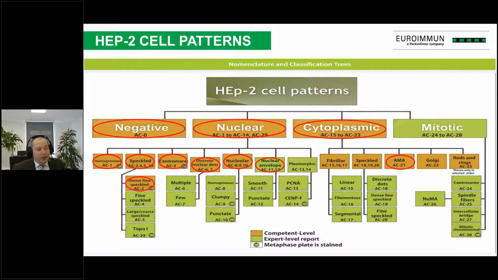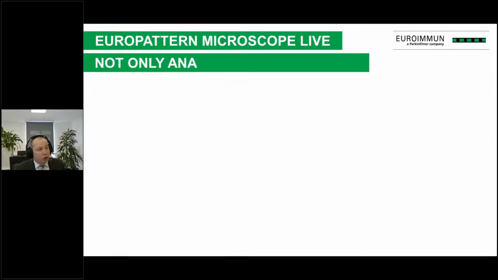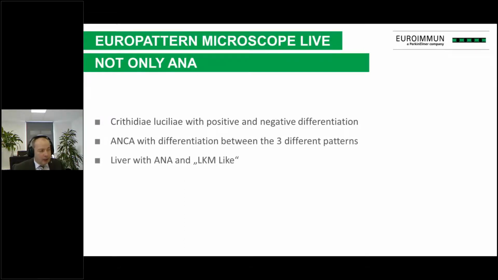competent level, expert level patterns are a living structure. It has changed a lot, and will also change a lot in the future. And the ICAP committee discusses every time whether to put nuclear membrane to competent level, and our system is already prepared for it. Now I would like to show you that not just ANA can be recognized, but also analyzed by our system, but also Crithidia luciliae, ANCA, liver and kidney.